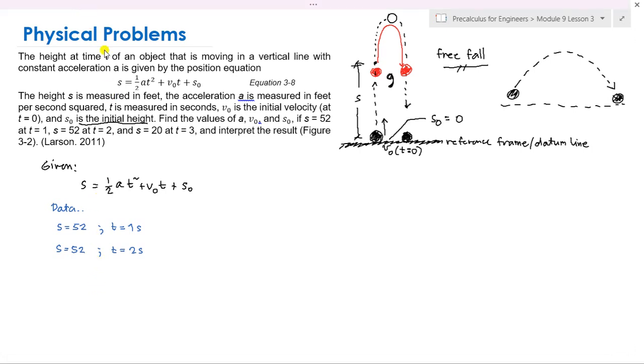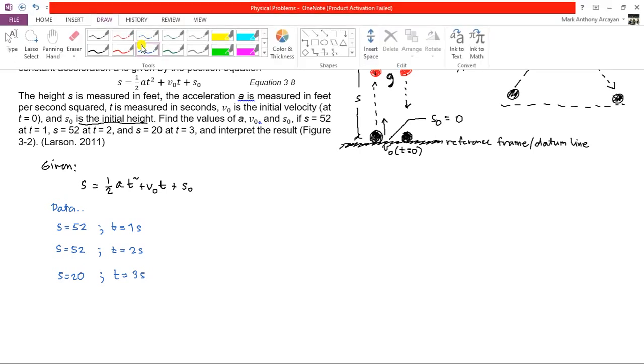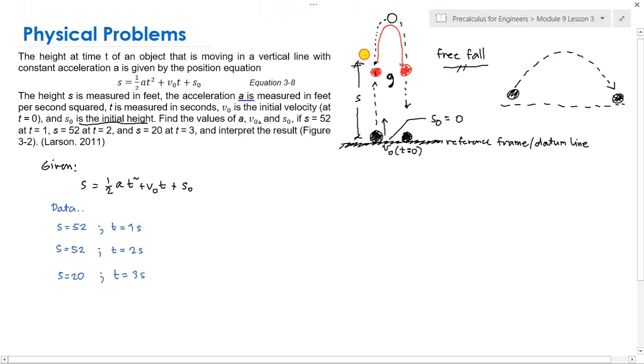Then the third one is we have s is equals to 20 feet daw. Pag 20 feet daw, ang time na niya is 3 seconds. Meaning, based sa akong gidrawing diri sa figure, if this is t1, 1 second, this is 2 seconds, pag 3 seconds, naa siya sa ubos. So maybe here, this is already 20 feet na lang before siya mo-reach sa ground. This is t3. So, that is our gathered data.